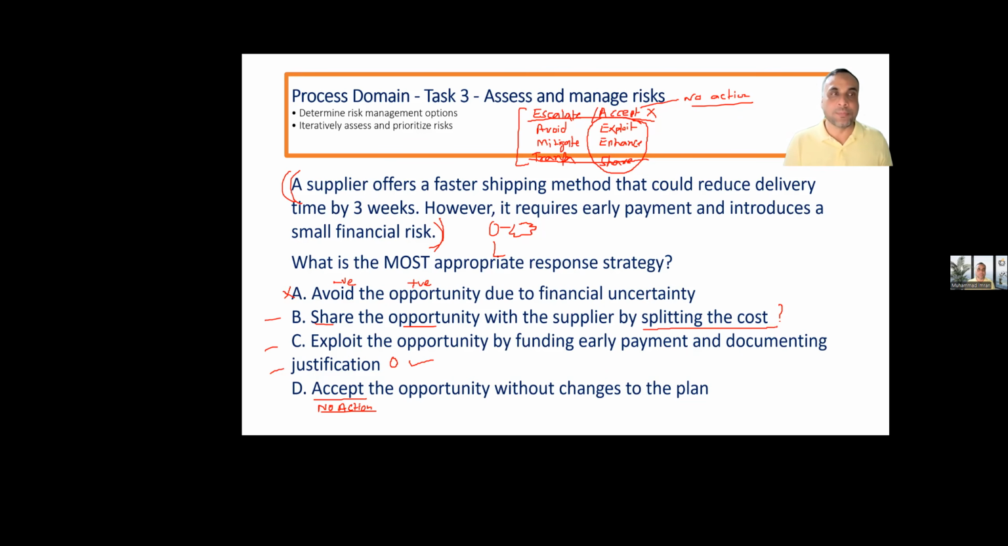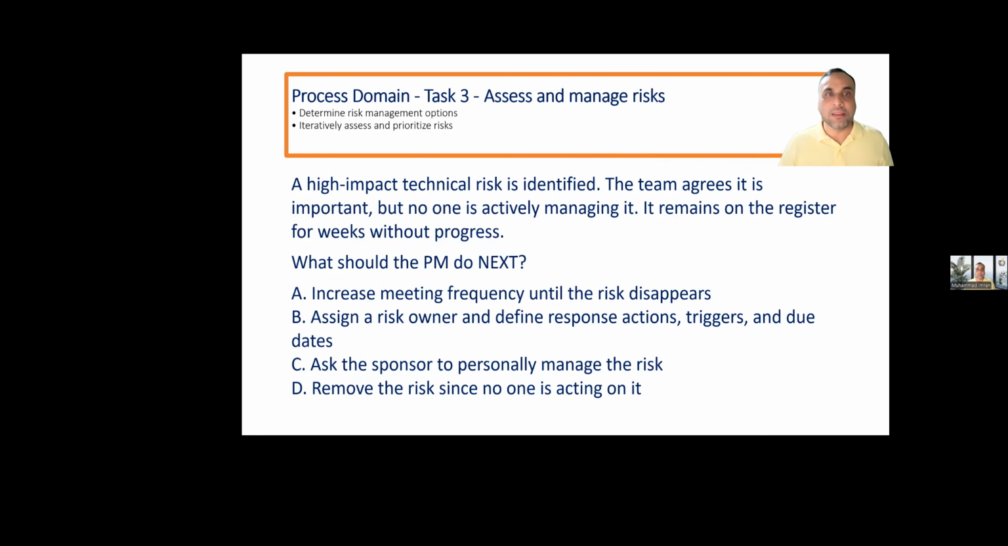Let's go next. A high impact technical risk is identified. The team agrees it is important, but no one is actively managing it. It remains on the register for weeks without progress. No one is updated. So they made the risk register and they identified the risk, but they did not act on it. And to avoid this, in PMBOK 6, PMI first time introduced the process Implement Risk Response. This process was not there in PMBOK 5. So to ensure these things do not happen, PMI understood and introduced the process Implement Risk Response.